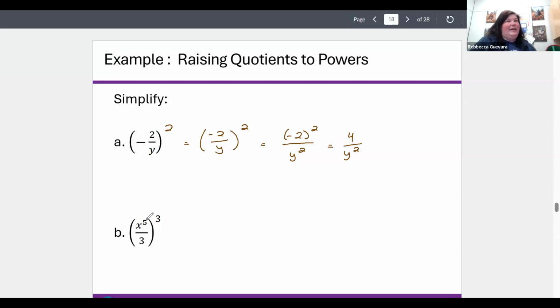And then we have x to the 5th over 3 to the power of 3. Well, according to my rule, that's x to the 5th raised to the power of 3 over 3 to the power of 3. So we have that rule about a power raised to a power, so that is just x to the 5th times 3. And 3 to the 3 is just 27. So to simplify, this would be x to the 15 over 27.